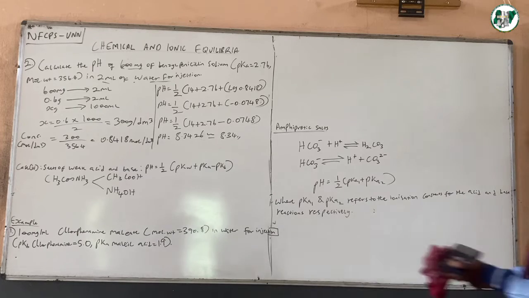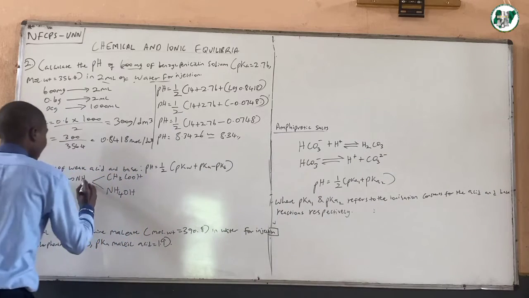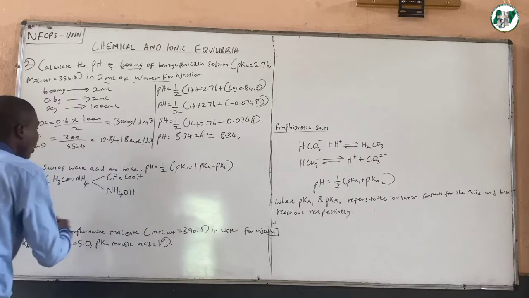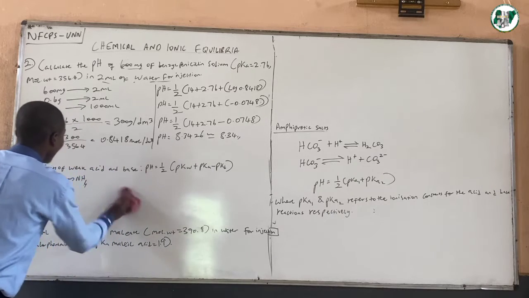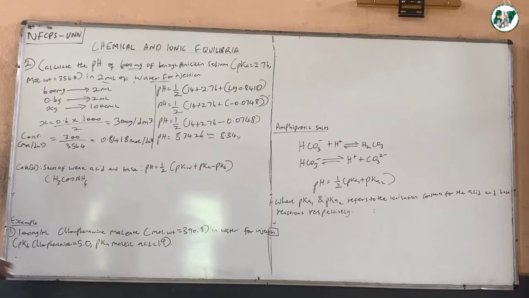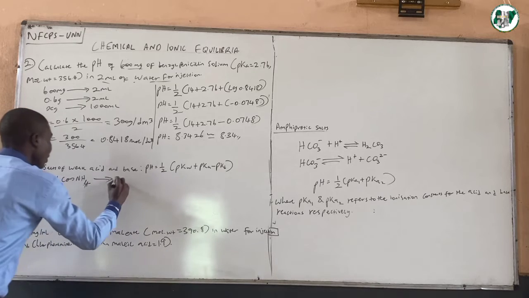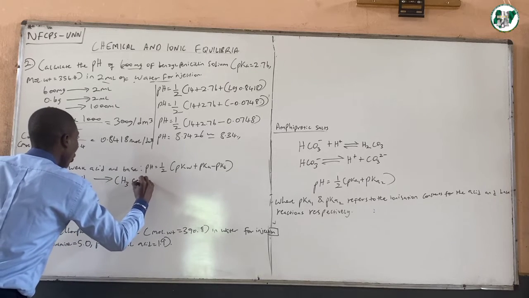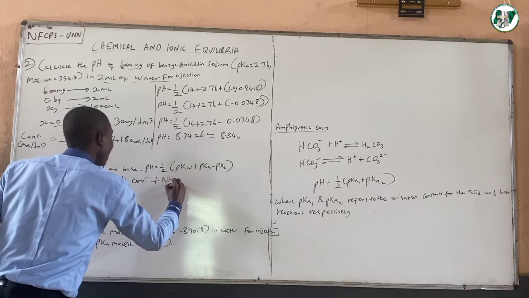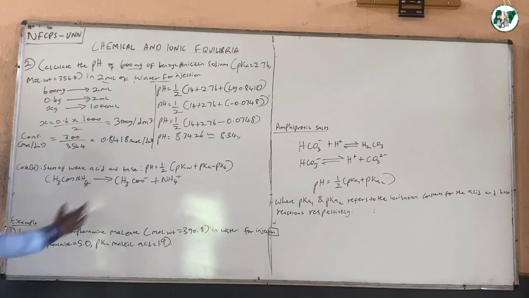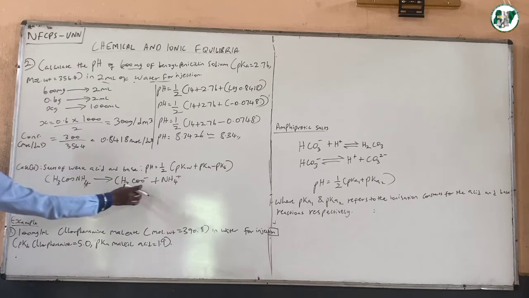Alright, so this is supposed to be, this is 4, please. So when we do the dissociation equation, we're going to have this dissociate into CH3COO minus plus NH4 plus. So let us do the dissociation for each of these particular products.